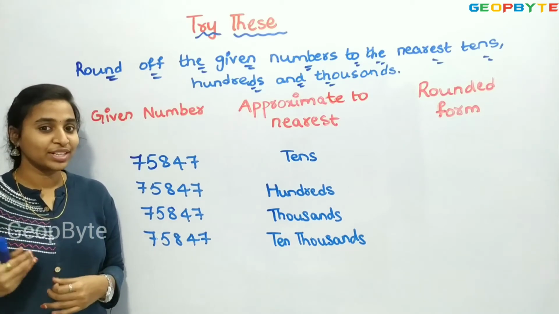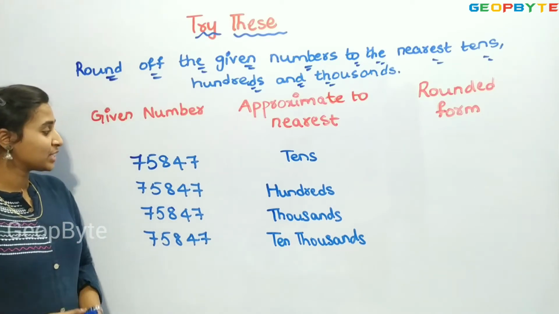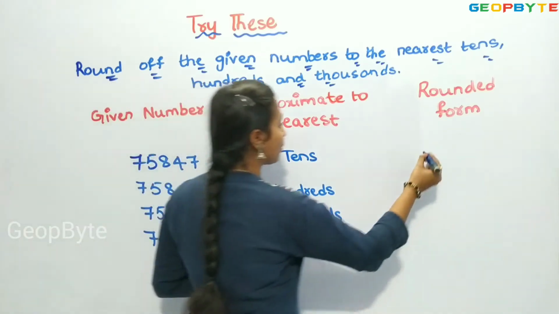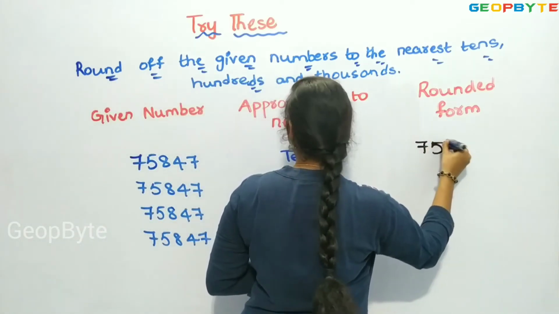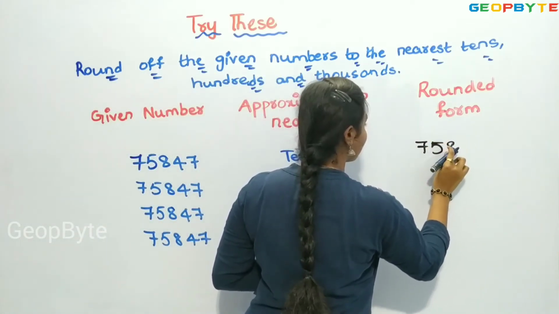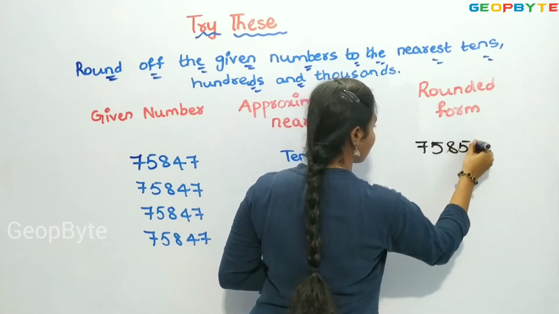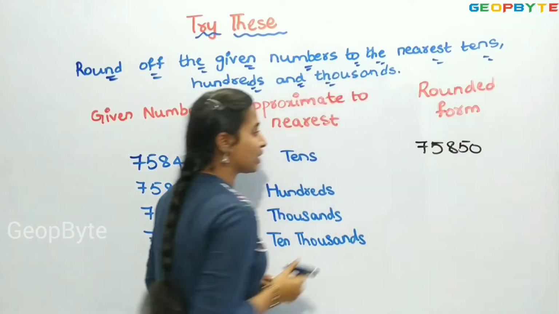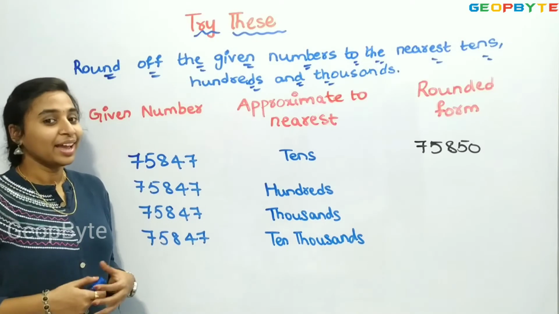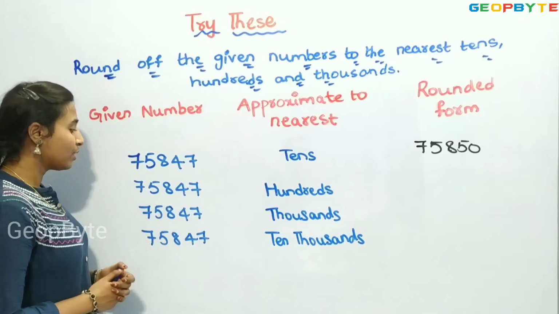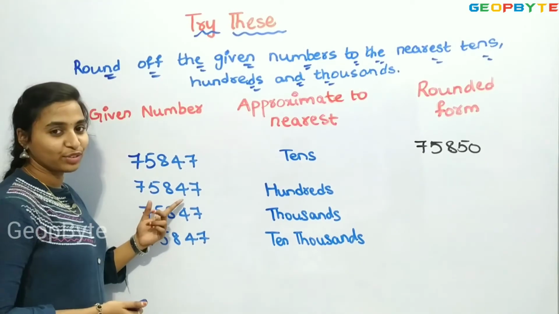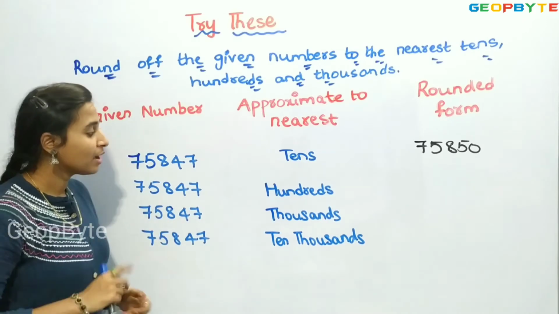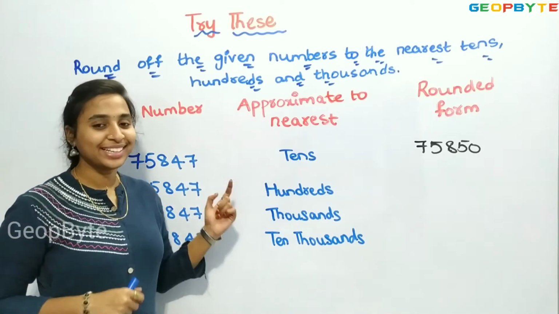So this difference is closer. That is why we will round off to 75,850. Now let us see the second one. We have 75,847, the same number. We need to round off to the nearest hundreds.